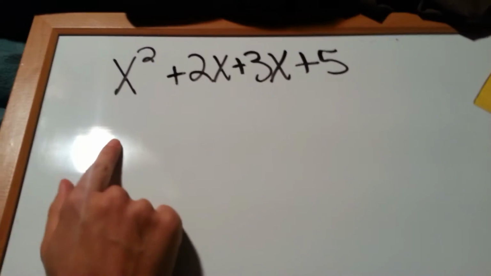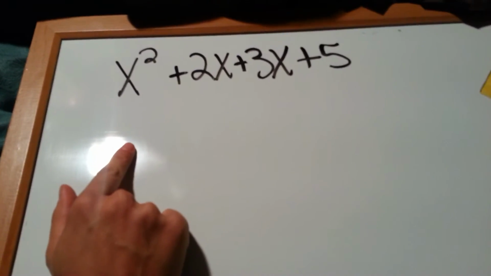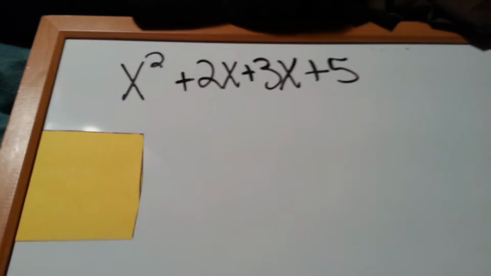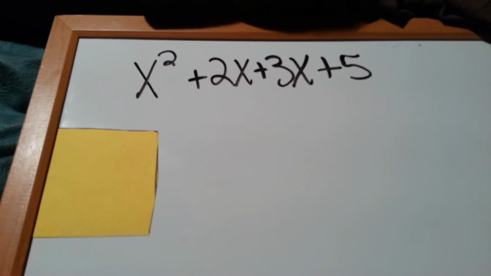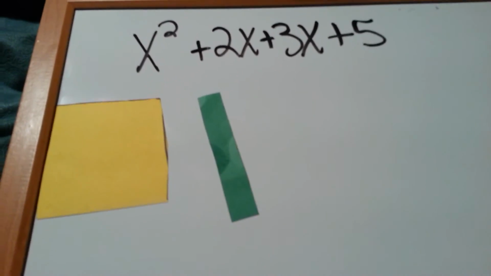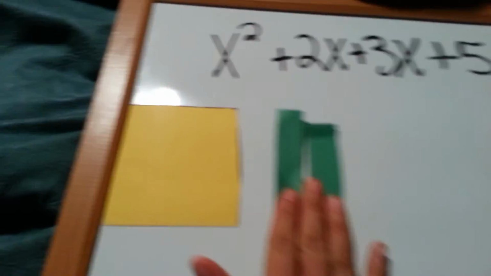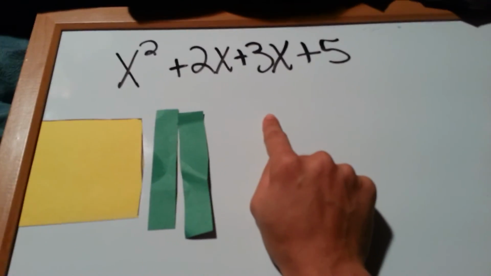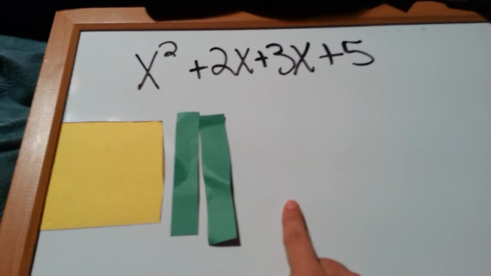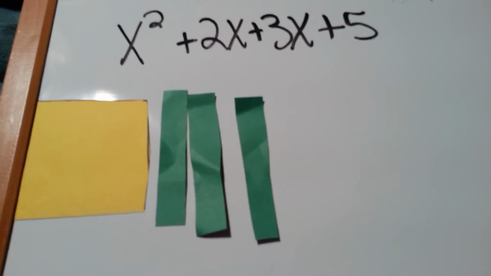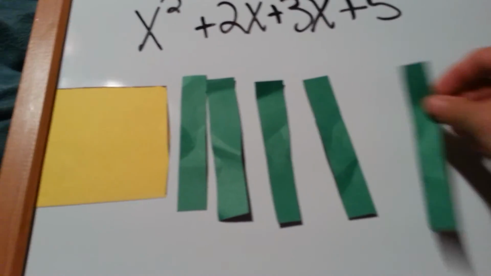So what we're going to do is the first thing it tells us to grab is our x squared tile. So we're going to put one of those out here. Okay. And now we've got to have 2 x's. So I'm going to put my 2 x's out there as well. Now it says we're going to add 3 more x's to the problem. So I am going to throw 3 more of my x tiles out there. 1, 2, 3.